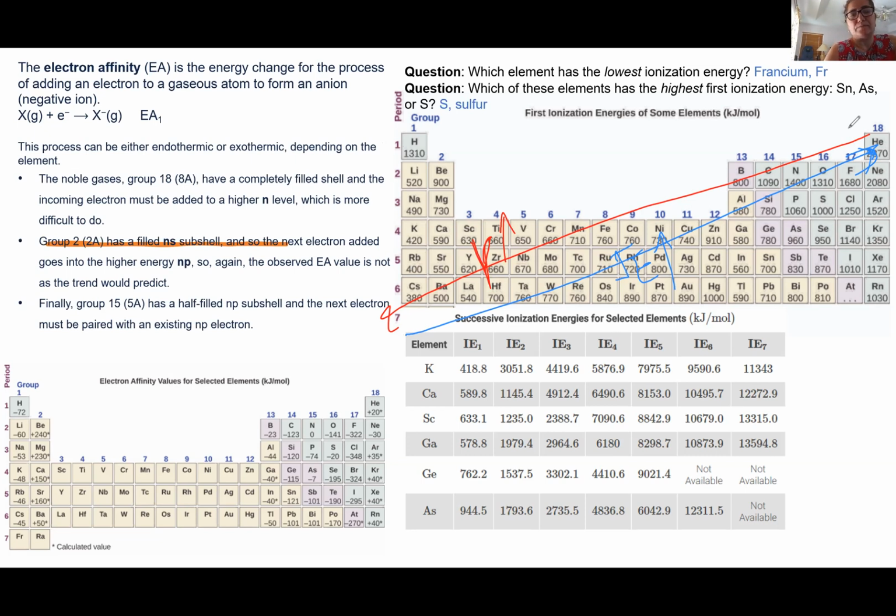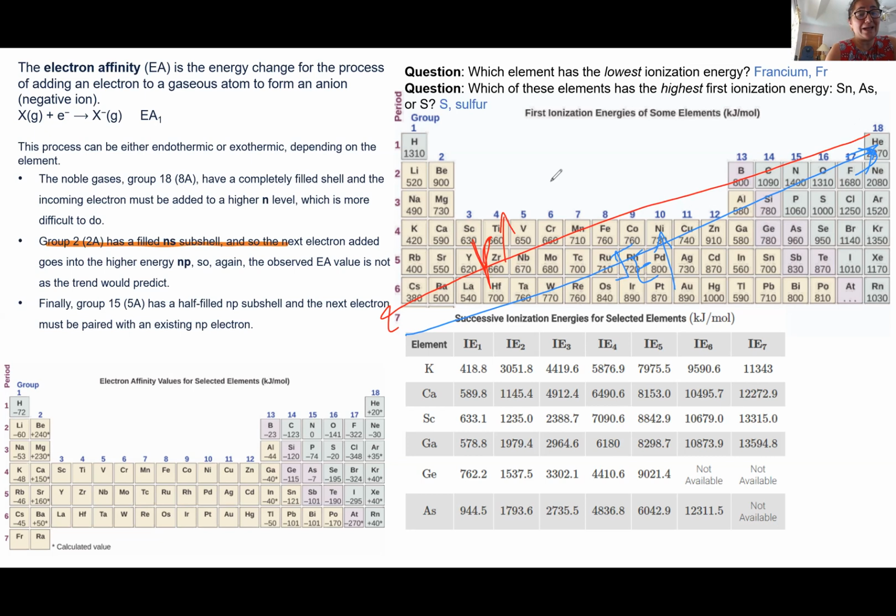Now, questions about ionization energy. It's just to know the trend and know the exceptions, when you're going to get to a more stable situation. If it's a half-filled or filled orbital, removing electrons is going to be much harder.